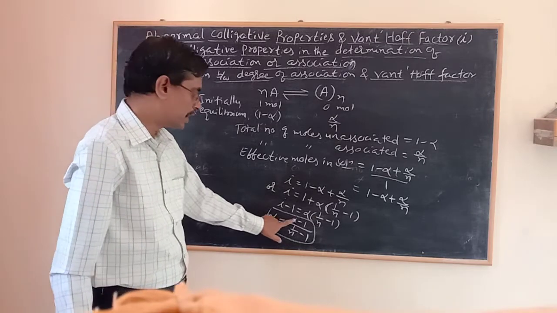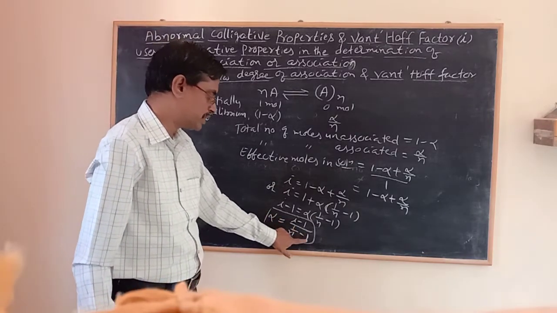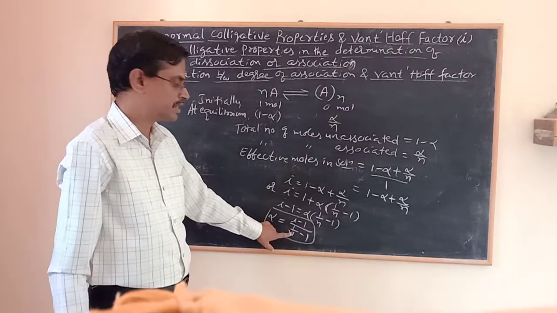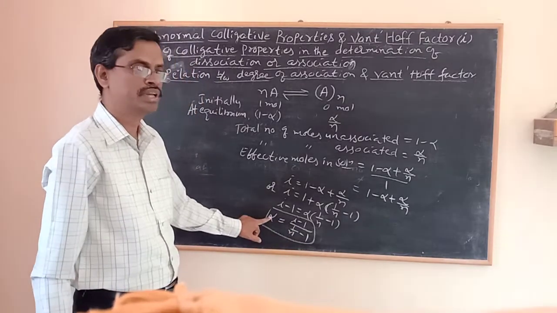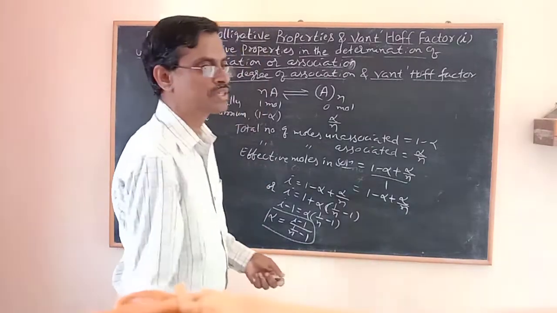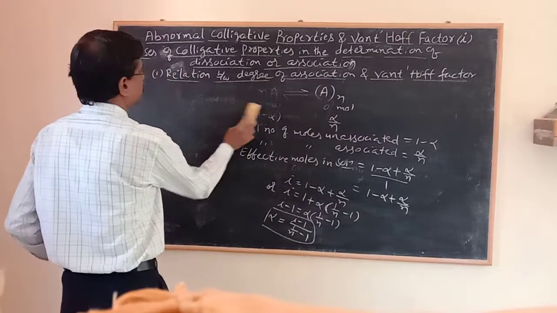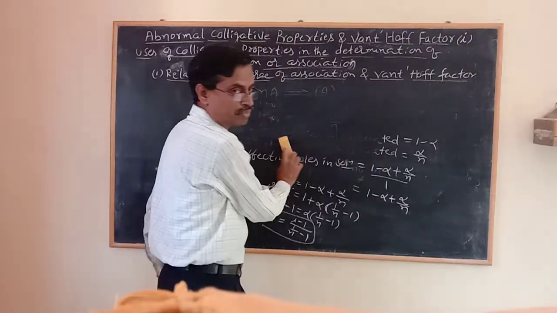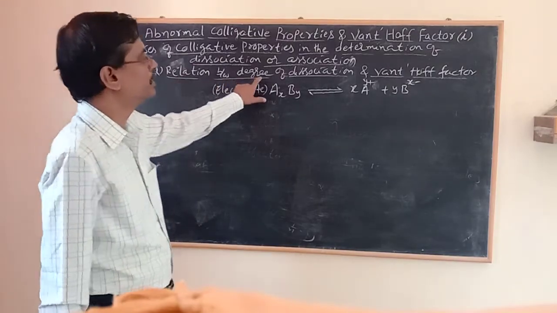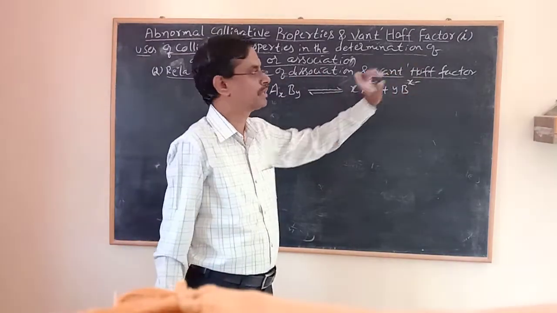Alpha is equal to I minus 1 divided by 1 by n minus 1. I is the Van't Hoff factor, n is the total number of moles present in this system, and alpha is the degree of association. This is about association. Then we will discuss the relation between degree of dissociation and the Van't Hoff factor. Now we have studied the second relation between degree of dissociation and the Van't Hoff factor.